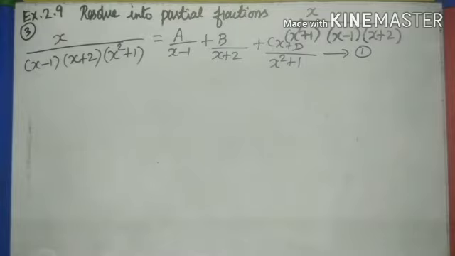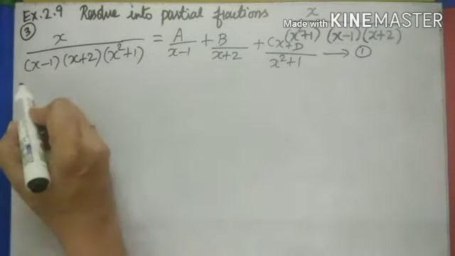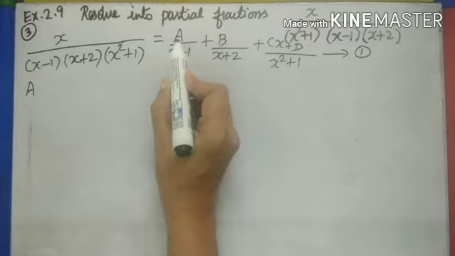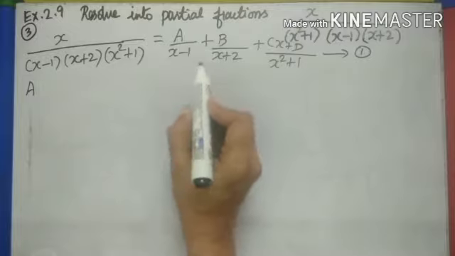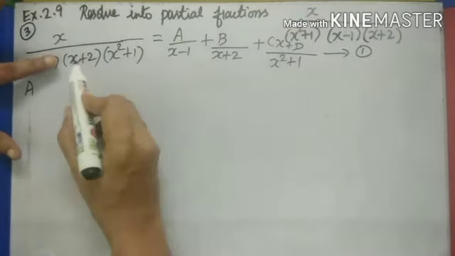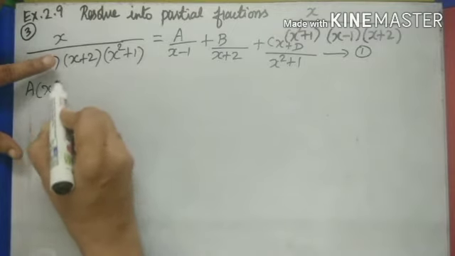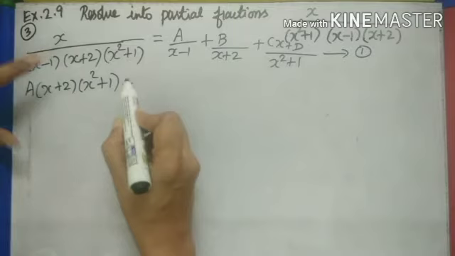How to proceed? Same pattern, we'll take LCM. So how shall I write it? A is the first term. What is the denominator? X minus 1. Hide x minus 1 in the denominator. What is remaining? Let me write here. X plus 2, x square plus 1.